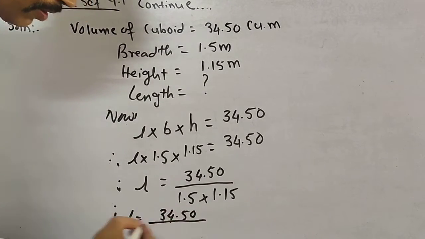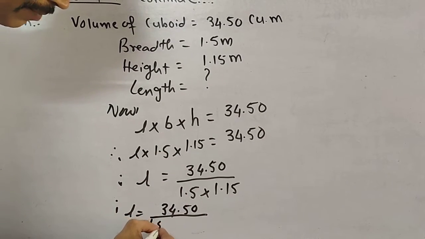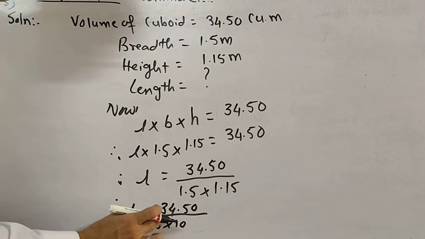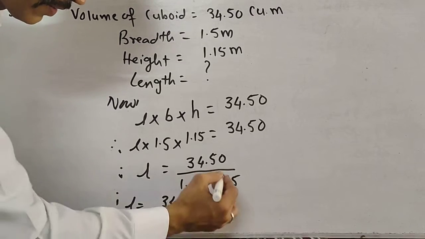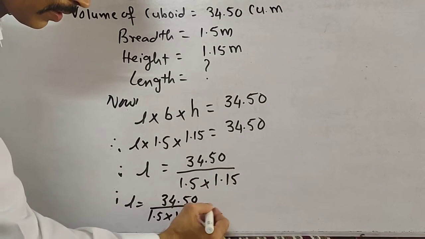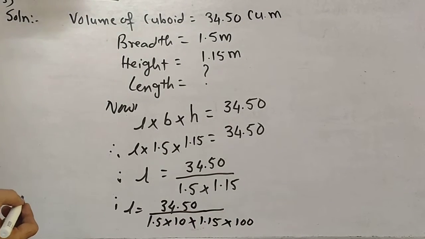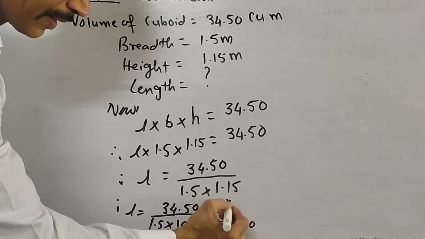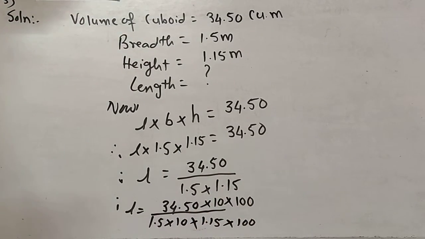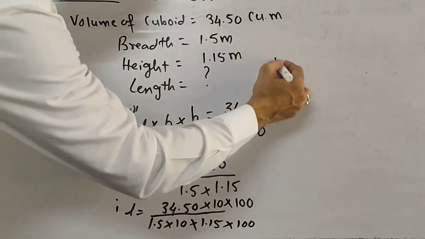34.50 upon, here after the decimal point one digit is there, so I will multiply by 10. 1.5 multiplied by 10. And here after the decimal point 2 digits are there, so I will multiply by 100 to remove the decimal point. So up also I will multiply by 10 and by 100. I will continue here.